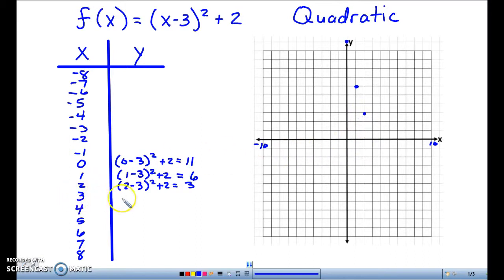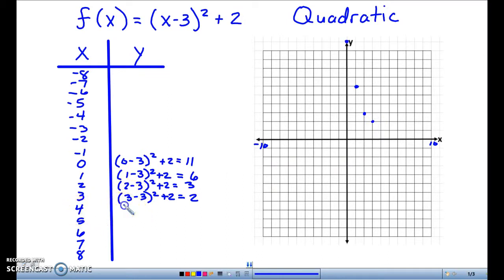Let's put in 3. So we're going to have 3 minus 3 squared plus 2. 3 minus 3 is 0. 0 squared is 0 times 0, which is 0. 0 plus 2 is 2. So we've got the ordered pair 3, 2. 1, 2, 3, 1, 2. Okay?